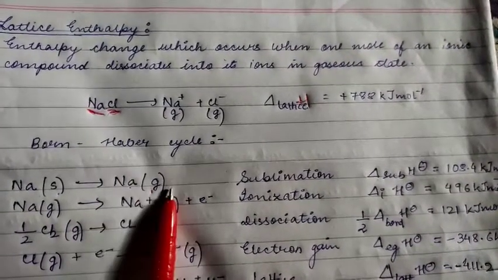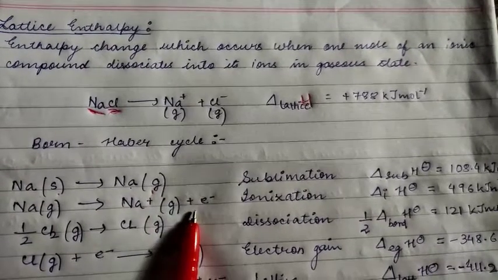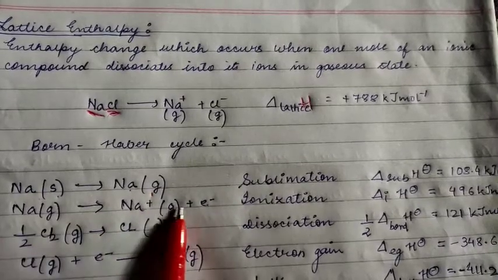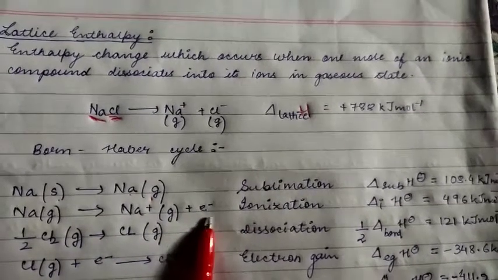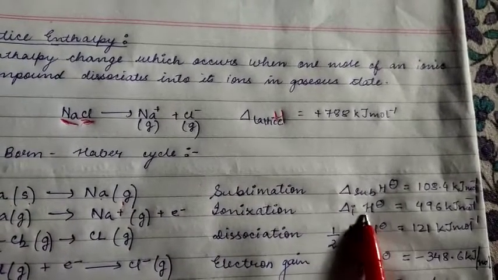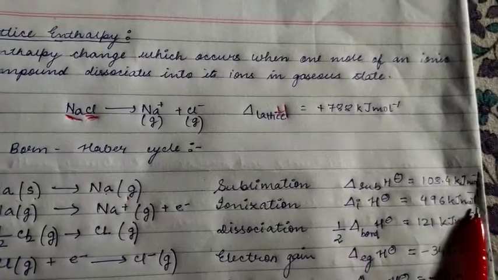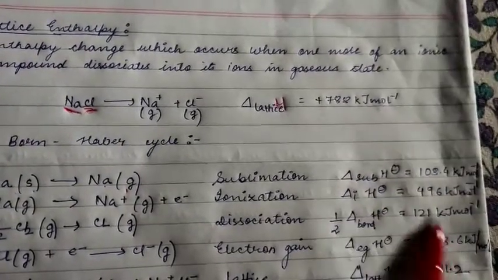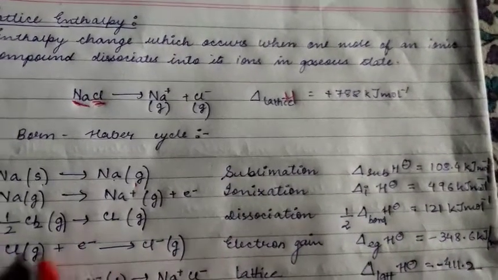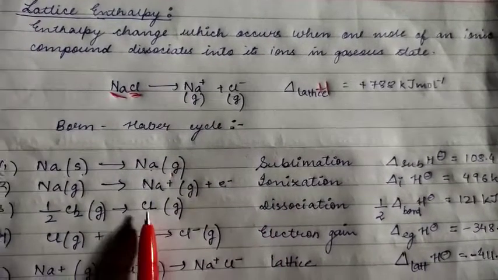Next, this sodium gas is converted to sodium ion plus one electron is released. One electron has to be released in order that ions are formed. So this is the enthalpy of ionization, and the value is 496 kilojoule per mole. You don't have to remember the values here, they will be provided in case this question is asked. You just have to remember the steps and the name of the enthalpy process.